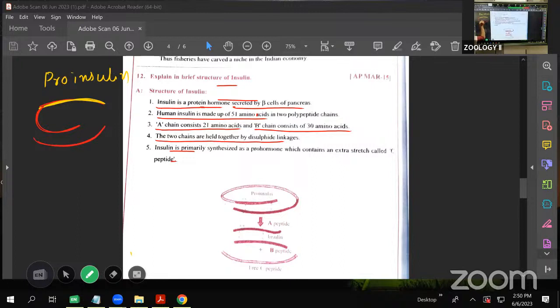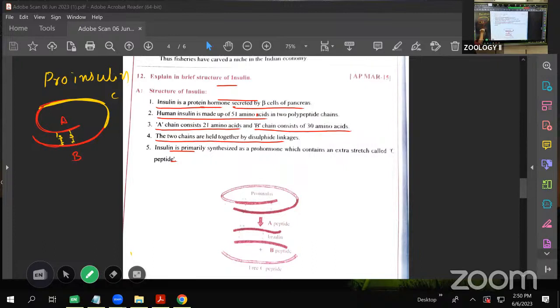Actually, there are two chains. The first one is A, and this one is B. The A polypeptide chain has 21 amino acids. The B polypeptide chain has 30 amino acids. I am drawing the yellow color now. This is called the C polypeptide chain, a stretch that connects the A and B polypeptide chains. Between them, the 2S, the disulfide bonds, are there.